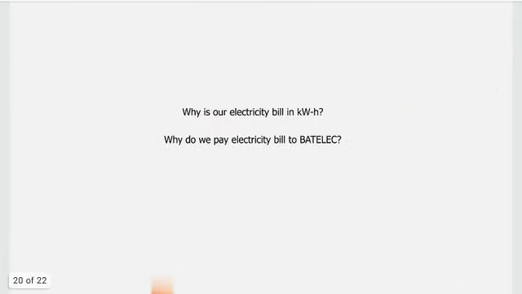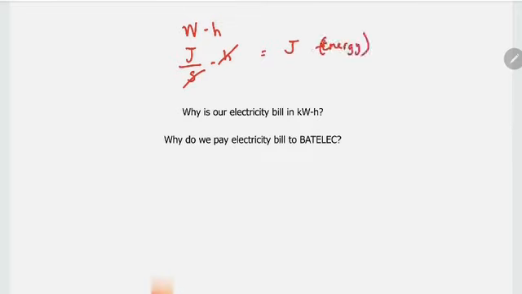Now, why is our electricity bill in kilowatt-hour? Bakit ganyan yung kinukuha ng mga electricians? When we analyze this, watt times hour, and what is a watt? Joules per second. Both the hour and the second are units of time. So if you do the conversion, we can cancel that out. What remains is joules, which is actually energy. You're paying for energy when you're paying the electricity bill.